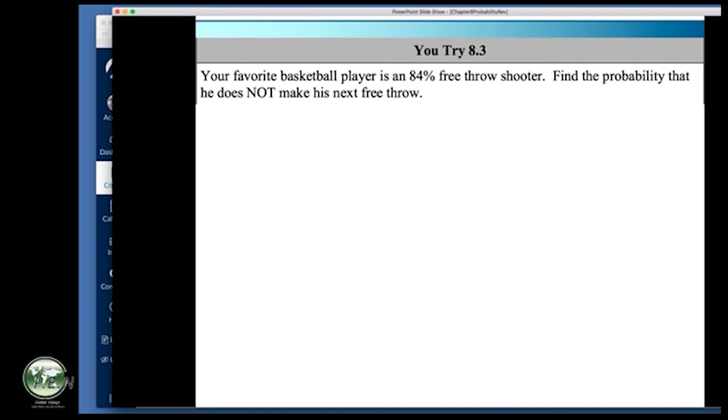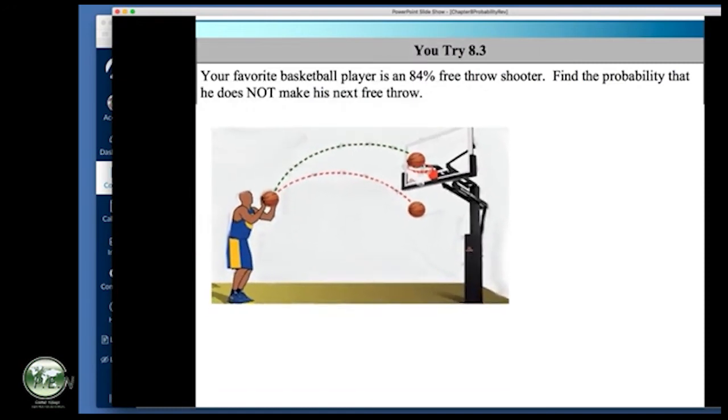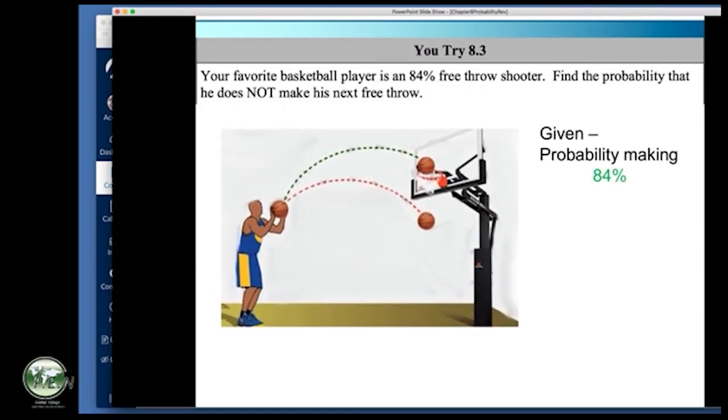84% chance he's going to make it. What's the chance he's not going to make it? 16%. Good. So it's just a subtraction. There's our player. Make it or not make it. 84% he's going to make it. Not going to make it: 100 minus 84 is 16%. Okay, simple as that, or as complicated as that, but that's it.